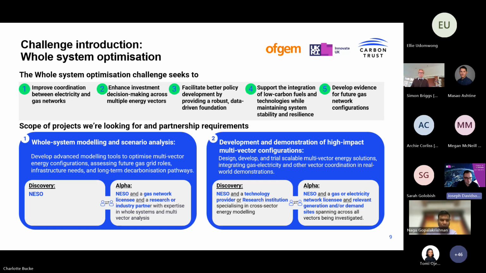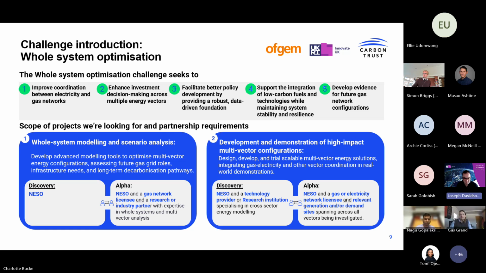Just a note on the slide, you can also see the partnership requirements across Discovery and Alpha, where there are stipulations on these as set out in the challenge document across all the challenges. For this whole system optimization one, there is a requirement for NISO to be involved as a partner in Discovery and Alpha. And just to note, projects do not need to be led by NISO under this challenge.